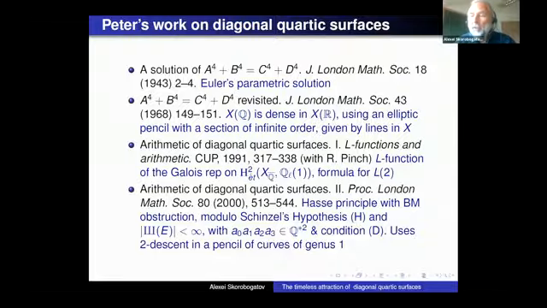Look at the diagonal quartic equation, and then squaring each coordinate gives a morphism to a diagonal quadric surface. And if the product of coefficients is a square, then the quadric has two pencils of lines on it. And the inverse images of these lines on the quadric give you curves of genus 1 on the diagonal quartic. So that's the construction which Peter liked a lot and was revisiting again and again.